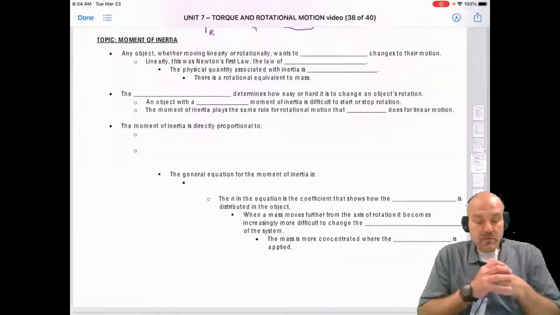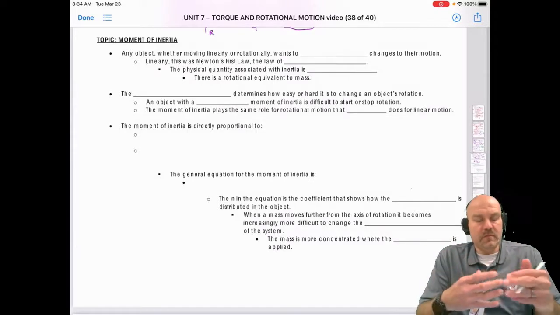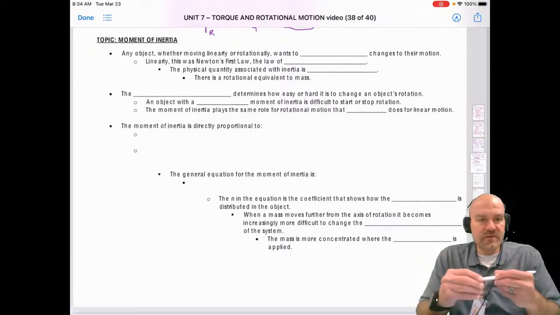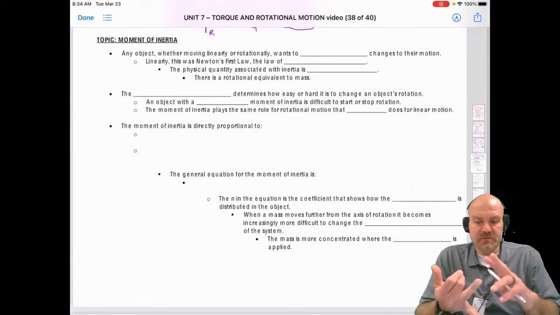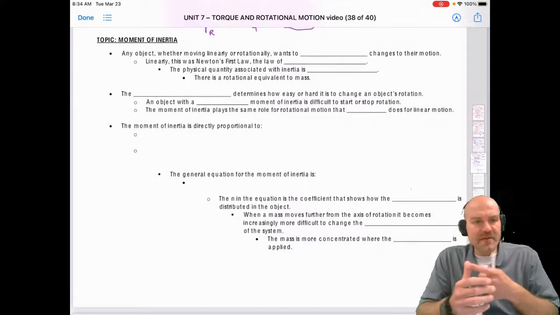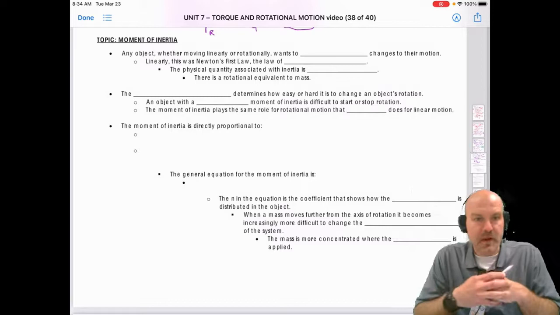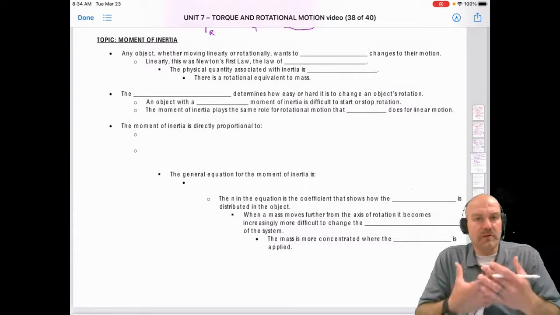All right, so in this video, we're going to continue talking about this linear to rotational equivalence. So we've talked about position, velocity, acceleration, and force. Now let's talk about mass. How does mass fit into this whole area? In this video, we're going to talk about moment of inertia.